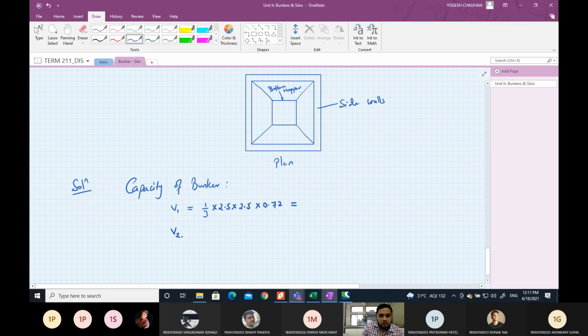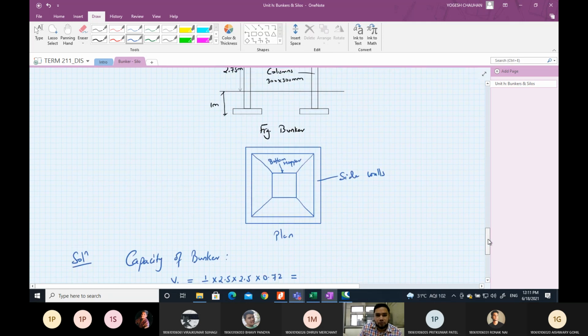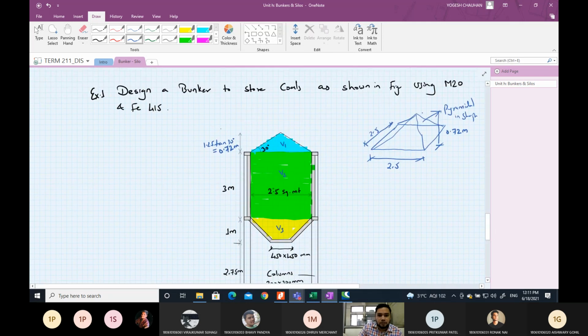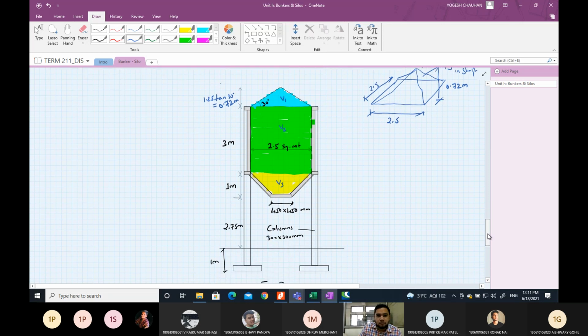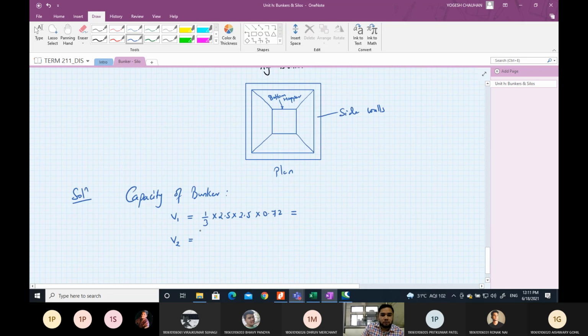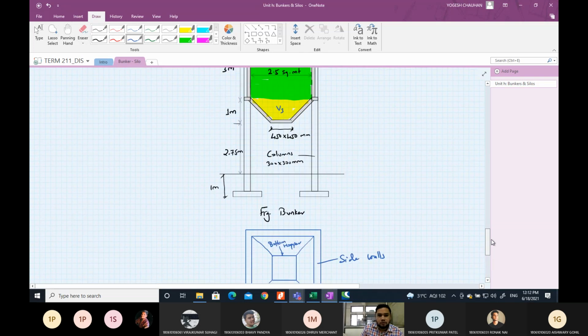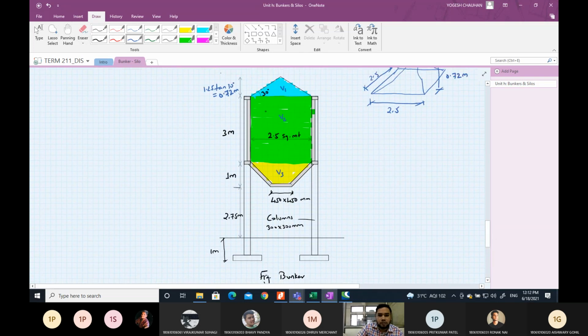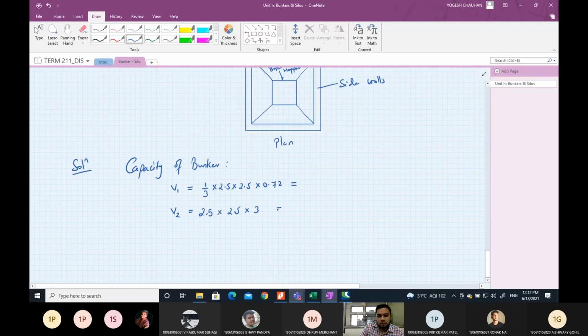Someone just calculate this. Second volume, that will be V2, which is square in shape in plan. So it would be 2.5 by 2.5 by 3, because this is 2.5, width is 2.5, and height is 3. So how much is this? Someone calculate this.